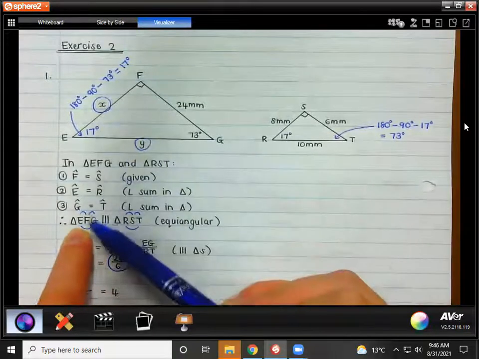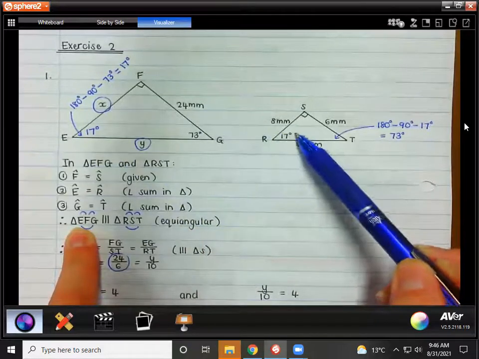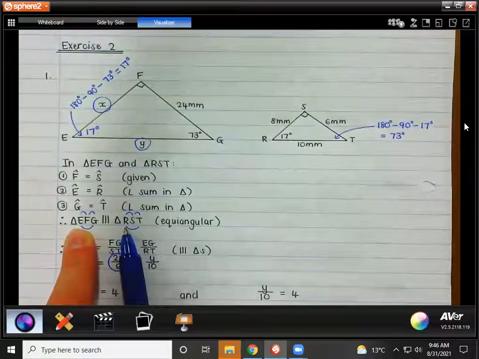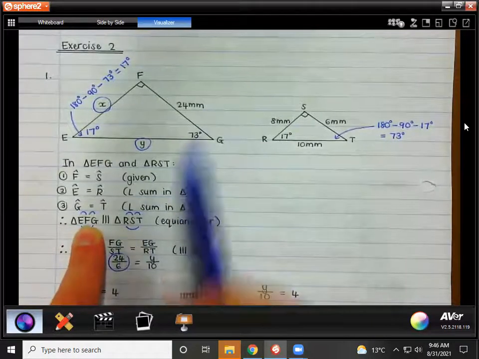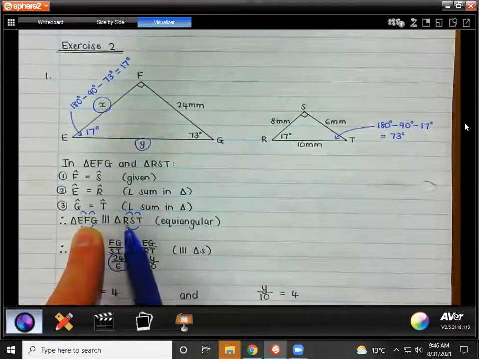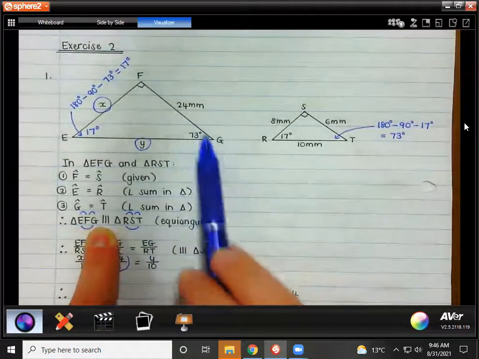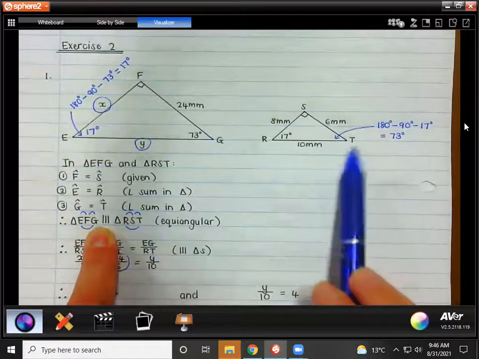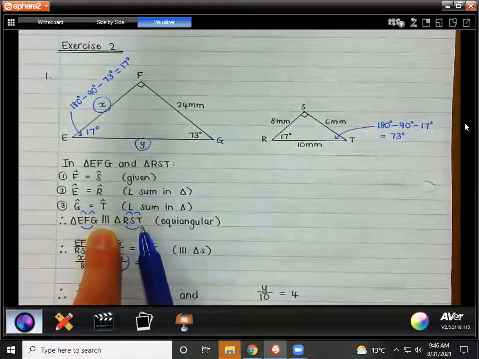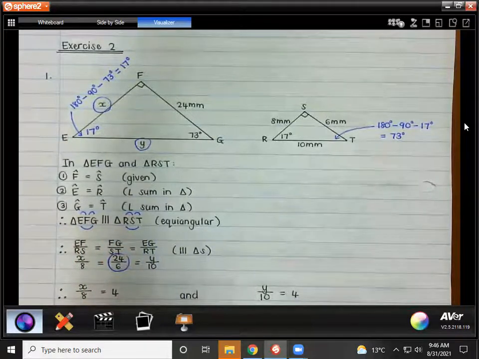But now, guys, if we wrote E first, E is the 17-degree angle. What angle is 17 degrees in the next triangle? R. So that one must be first. Then we said F. F is the 90-degree angle. S is the 90-degree angle in the other triangle, so we have to put S in the second spot. Then we had G, which is 73. The 73-degree angle in this triangle is angle T, so that one comes last. That is how you check your order. The angles that are equal have to be in the same spots.